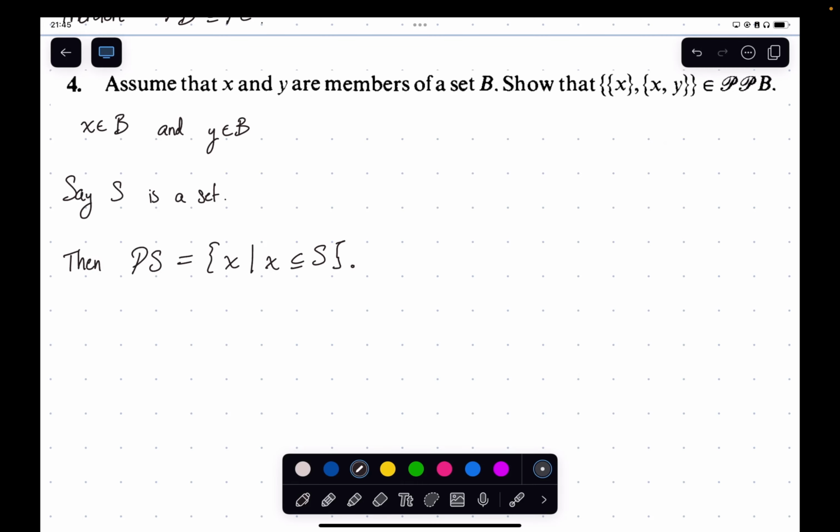And so we equivalently can say that X is in the power set of S if and only if X is a subset of S. Okay, so that gives us a bit of a foothold. It gives us a start into how we might be able to show this.